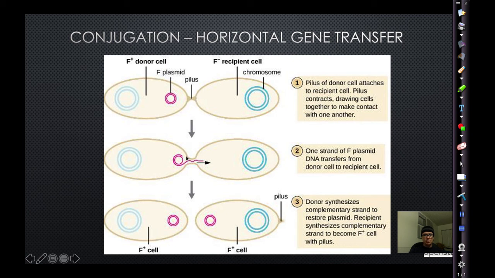material. We then, through the rolling circle replication that we've already talked about, send a copy of that plasmid across to the other F minus cell. When that F minus cell receives that plasmid, it then becomes from F minus to F plus. That is how you then transfer beneficial genes quickly from one bacterial cell to the next bacterial cell.